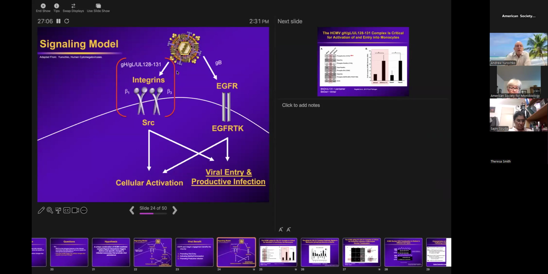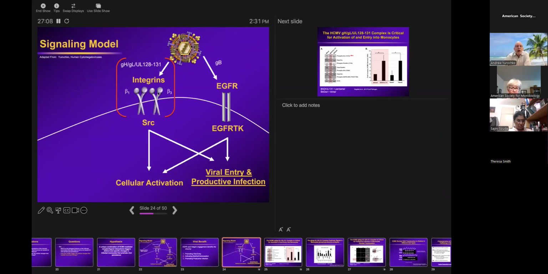Those 5 glycoproteins that come together are important for binding both beta-1 and beta-3 integrins. A lot of labs used laboratory adapted strains that lost this pentamer, and so they could not bind monocytes. And so at the time we started sequencing, we had these 2 viruses, 2 very different biologies.